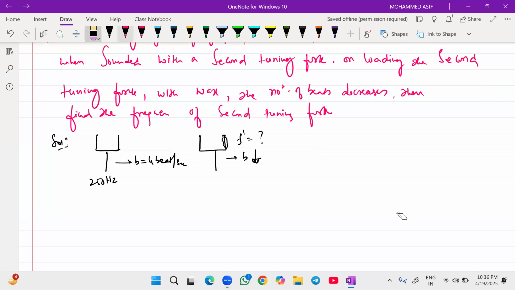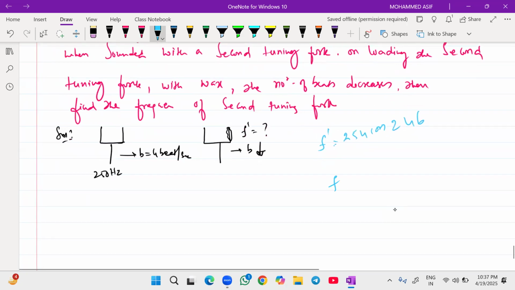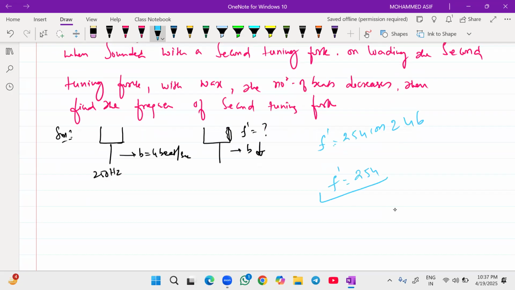Tell me the answer. The number of beats is decreasing, then the frequency F dash must be equal to, the actual frequency is 250, and the answer must be either 250 plus 4 or minus 4. So directly I can write it should be either 254 or 246, plus or minus the beats. But as per the trick I told you, if the beat frequency is decreasing, then F dash will be 254 hertz. Clear? Yes, sir.